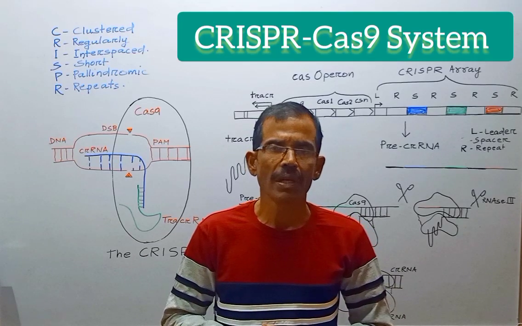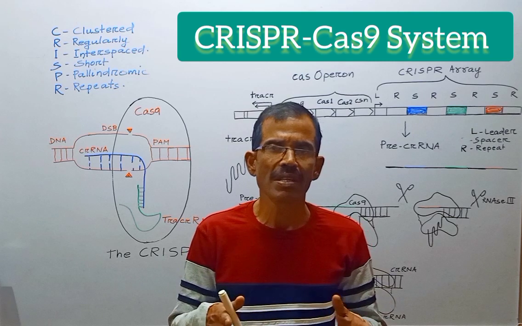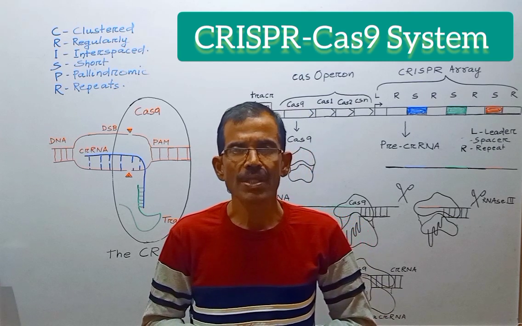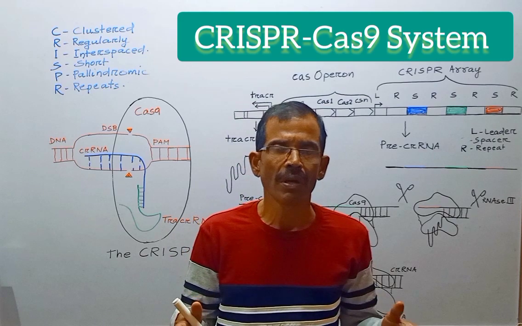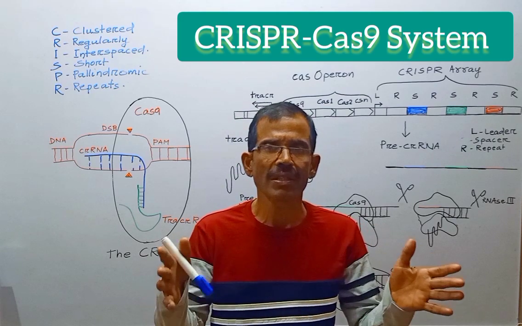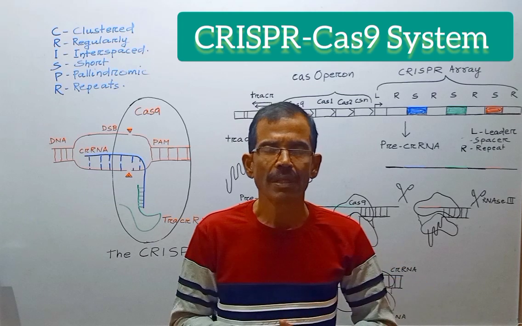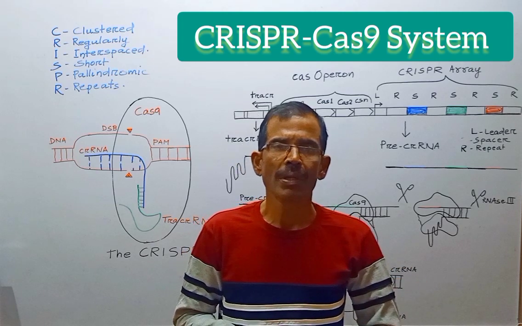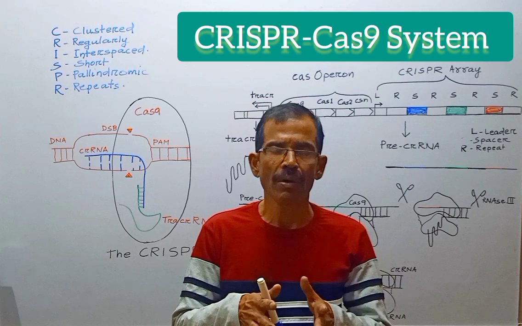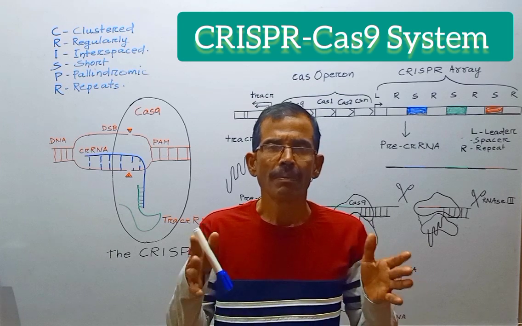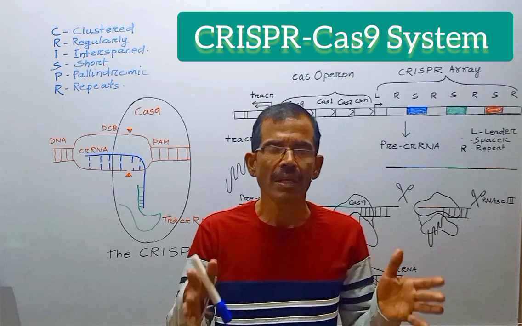Friends, today we shall discuss about CRISPR-Cas9. CRISPR is an acronym for Clustered Regularly Interspaced Short Palindromic Repeats. It is a family of DNA sequences found in the genome of bacteria and the archaea.